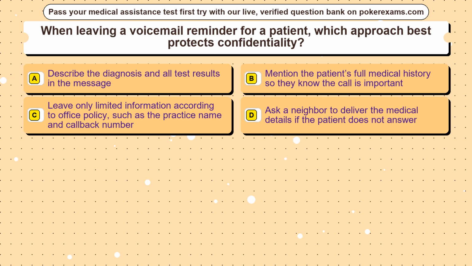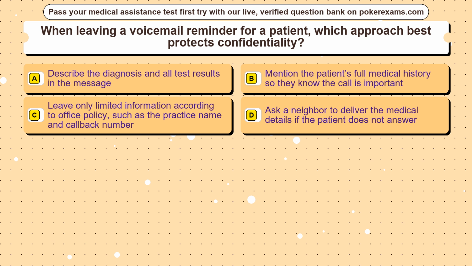Question 62. When leaving a voicemail reminder for a patient, which approach best protects confidentiality? Option A, describe the diagnosis and all test results in the message. Option B, mention the patient's full medical history so they know the call is important. Option C, leave only limited information according to office policy.